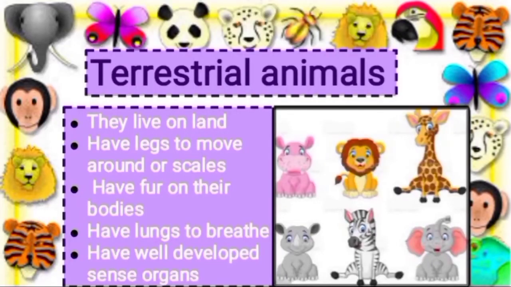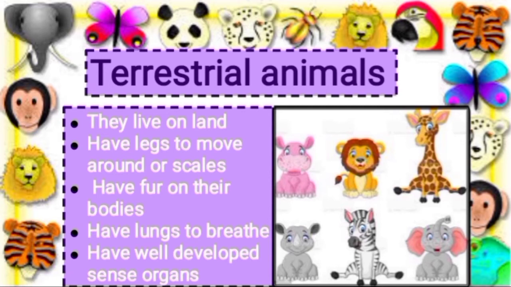Now let's understand about terrestrial animals. So terrestrial habitats are ones that are found on land, like forest, grassland, deserts, mountains, and terrestrial habitats also include man-made habitats like farms, cities, and towns. So animals that live on land are called terrestrial animals.